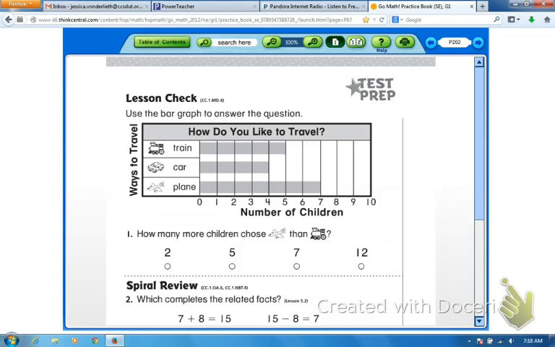On the back side of the homework, they have a bar graph for them. They just have to be able to read it. One of the things we talked about in a bar graph is that we don't have to count each square. Bar graphs are nice because we can go to the end of it, look straight down and see trains is 5.